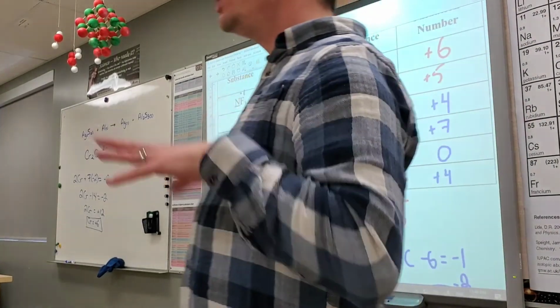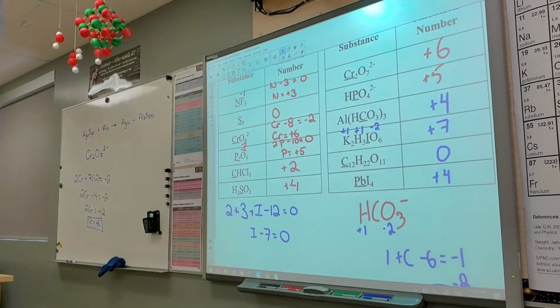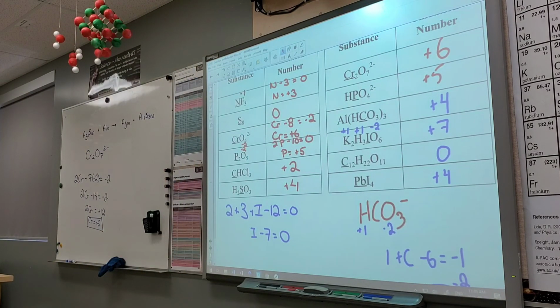So tomorrow we'll do a little bit of a recap on oxidation numbers, and we will try and figure out how you can tell if a reaction is oxidation, like redox, basically.